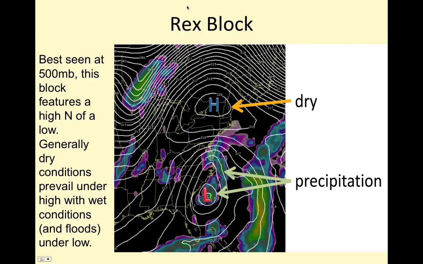Here's a different form of block called the Rex block, after the person who came up with the idea. Best seen at, again, 500 millibars, the midpoint of mass in the atmosphere. This block features a high north of the low. Generally, dry conditions will prevail under the high. As we know, high pressure is generally associated with sinking air, and then generally wet conditions under the low. Low pressure is generally associated with rising air.